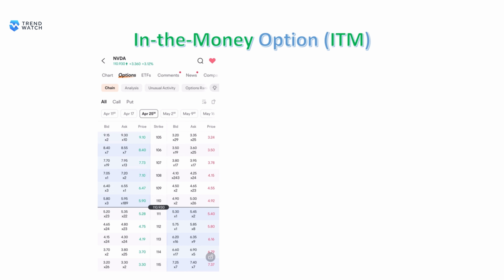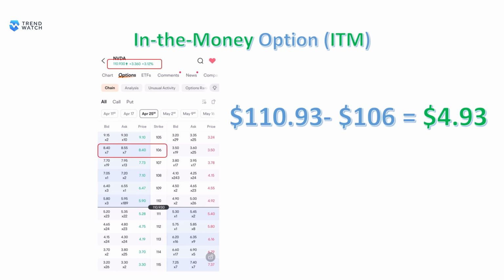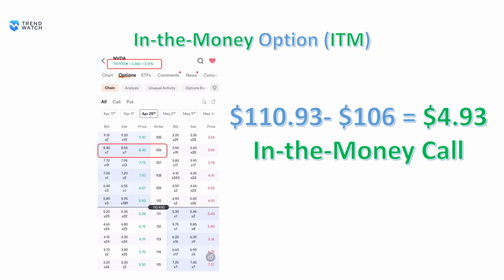This is the options chain for NVIDIA expiring on 25th April. The current price is $110.93. For call option strike price of $106, the buyers can exercise their right to buy the stock at $106. They can keep the stock or sell it immediately to get a profit of $4.93. This call option is known as in-the-money call.